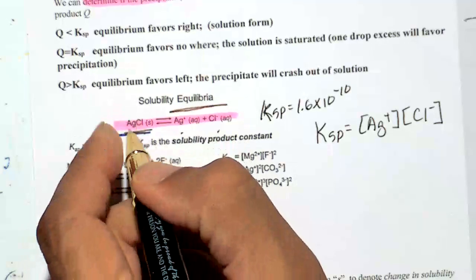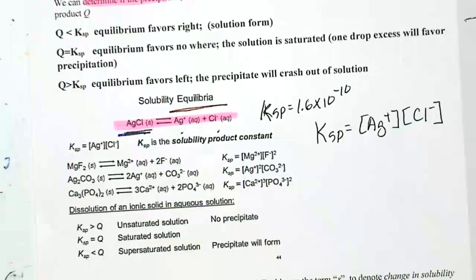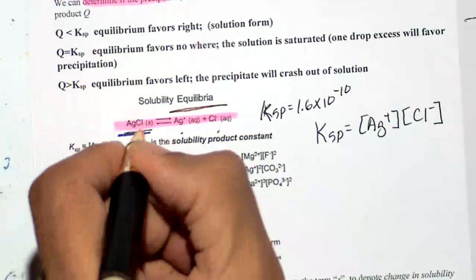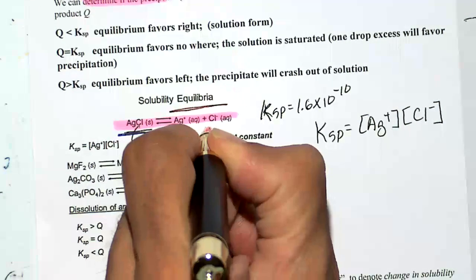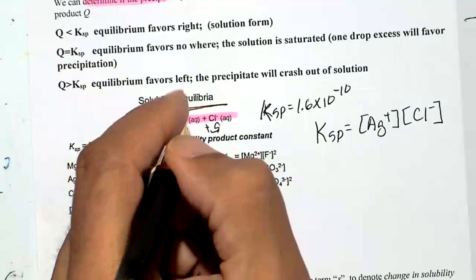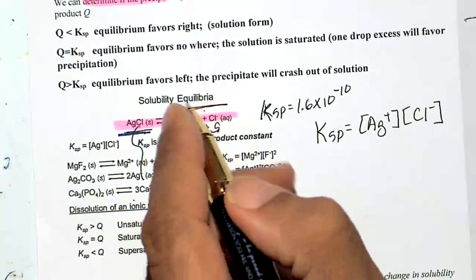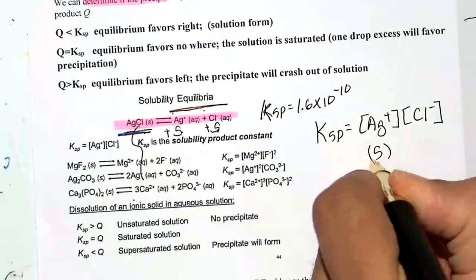Okay, why did we skip AgCl? Because it's a solid. Some of it will go this way. We don't care about the solid, but some of it will dissolve, so we call it plus S and plus S. Just one S because it's 1 Ag plus, and one S here because it's 1 Cl minus. So we're going to plug in S here and S here.